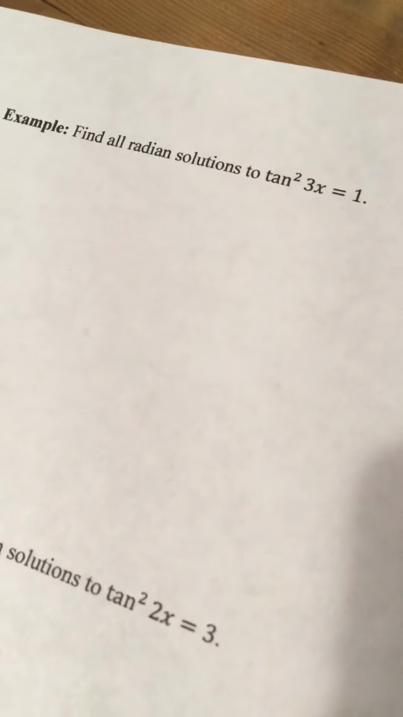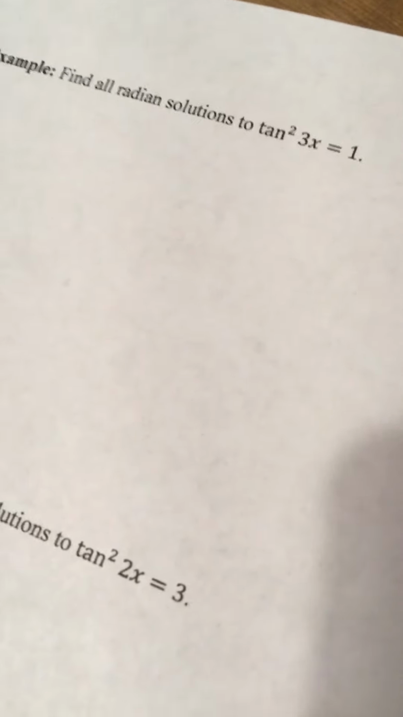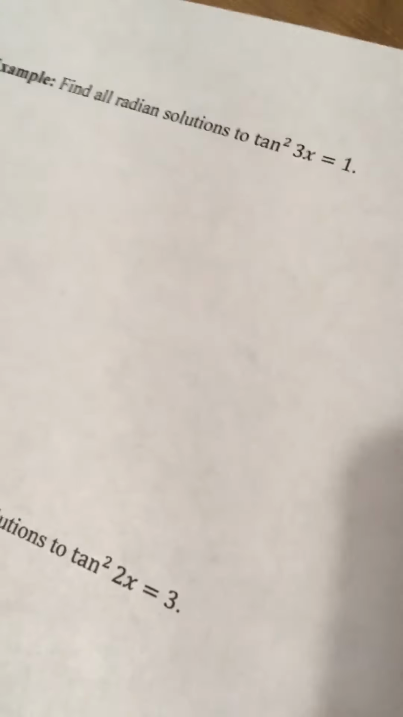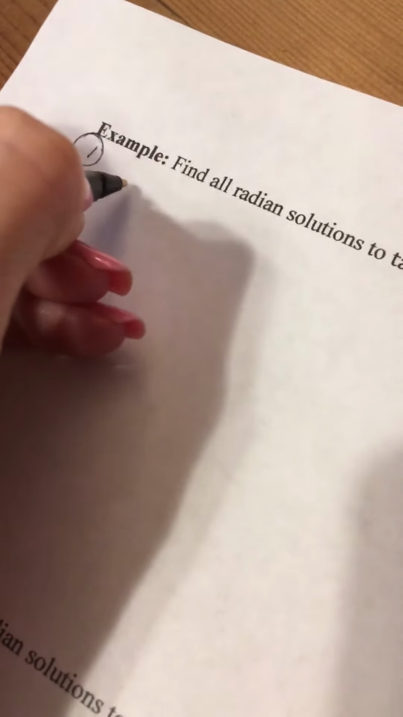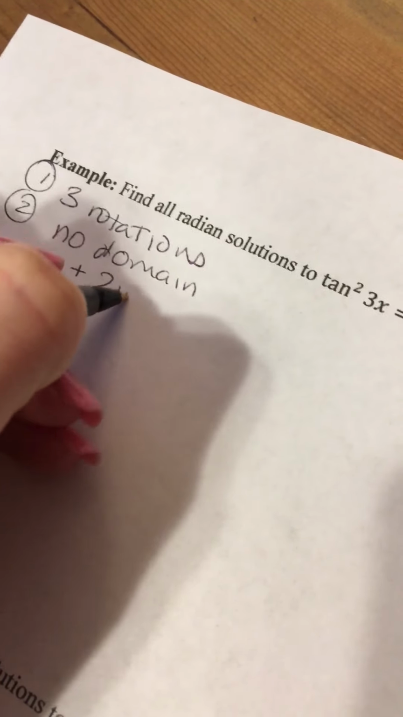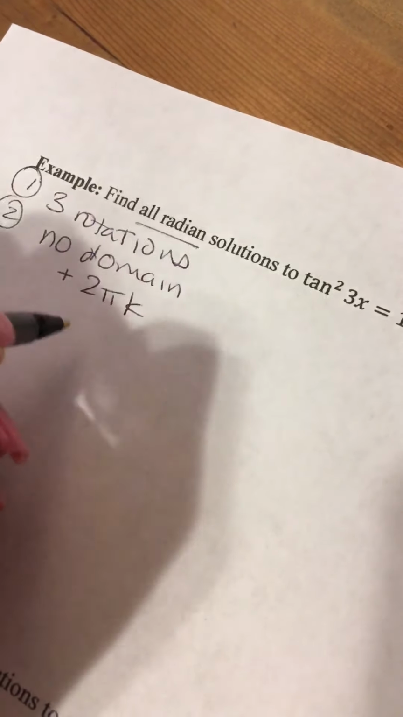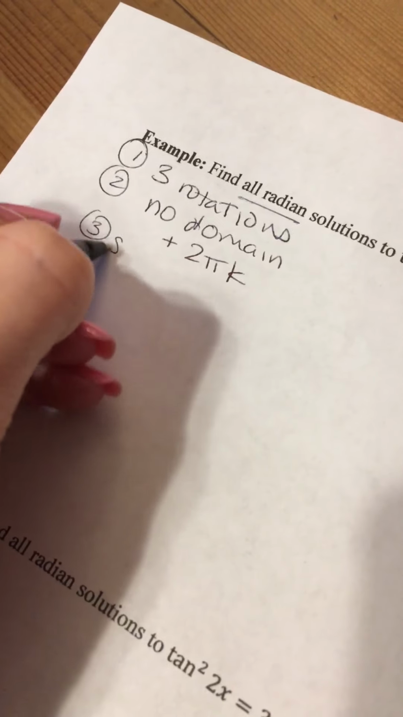All right, so this one's also very similar. I'm going to go through it and you'll see how it works. So tangent squared of 3x is equal to 1. All radian solutions, so there's no domain, but we'll do the rotation thing anyways because I think it's helpful. So 3 rotations, not going to matter, but that's okay. No domain. But we're going to add a 2 pi k because we want all radian solutions. We want to solve. All right, so tangent squared 3x is equal to 1.